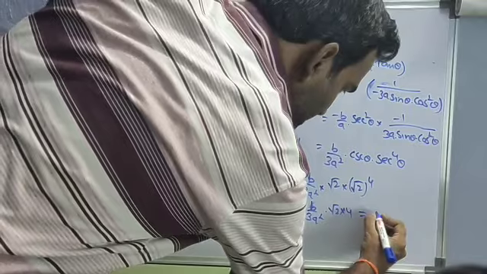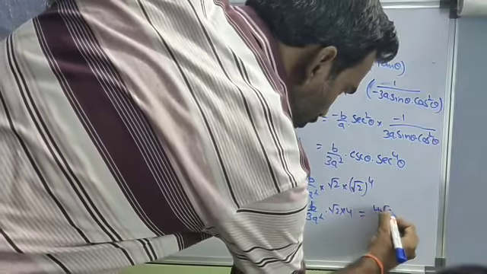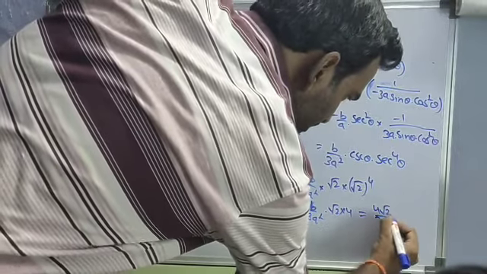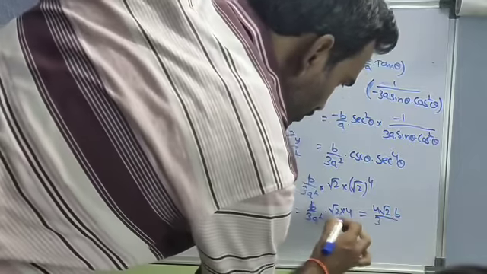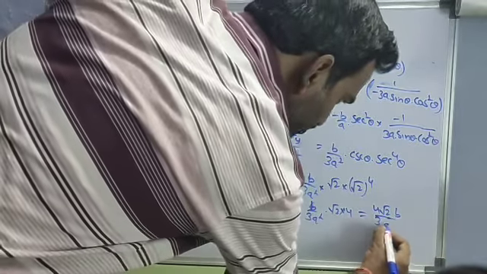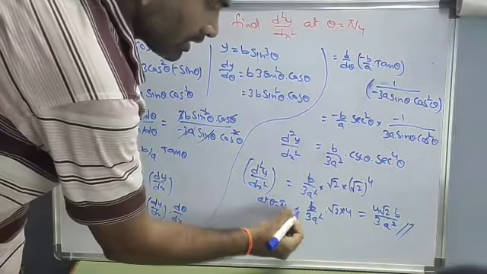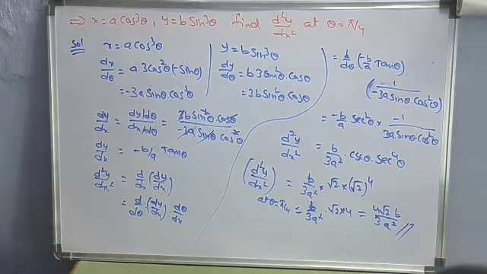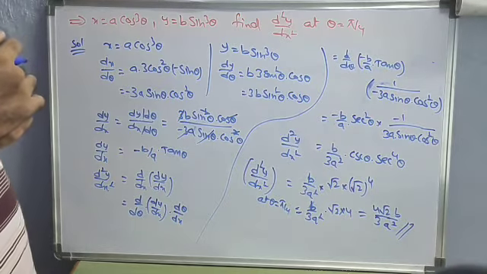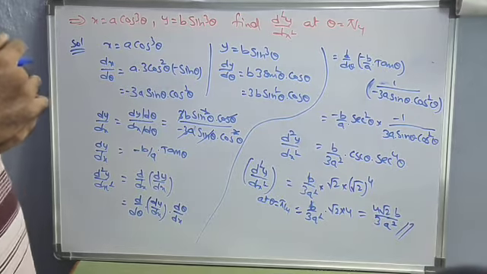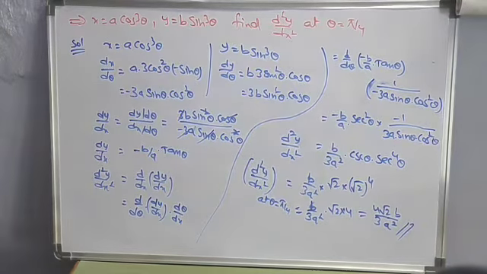So my final answer is 4 root 2 into b by 3a square. This is our final answer: d square y by dx square value at theta equal to pi by 4 is 4 root 2 b by 3a square. Okay, so this is our procedure.